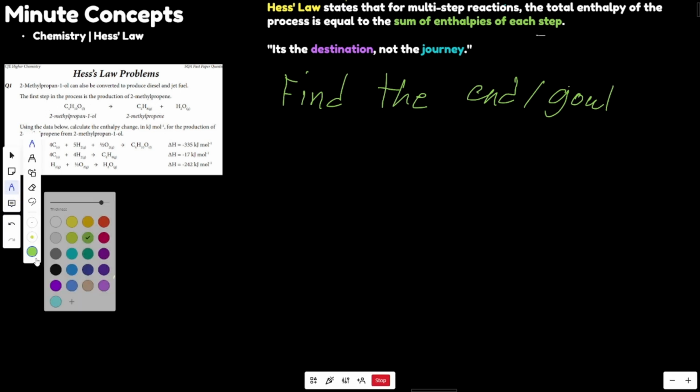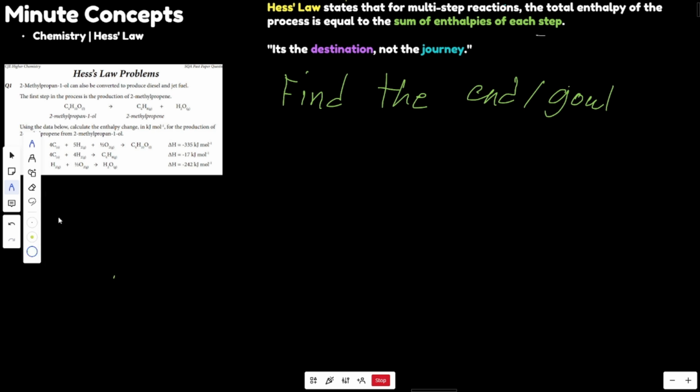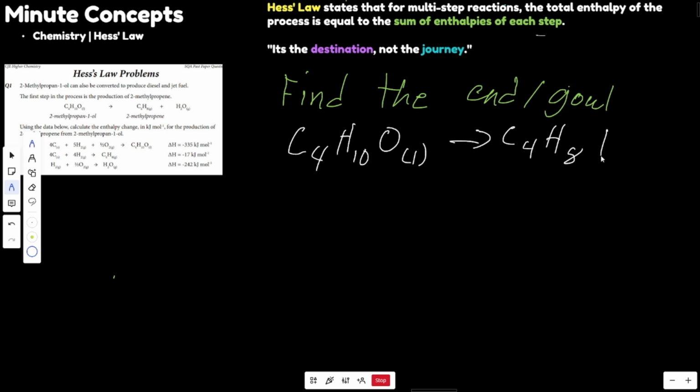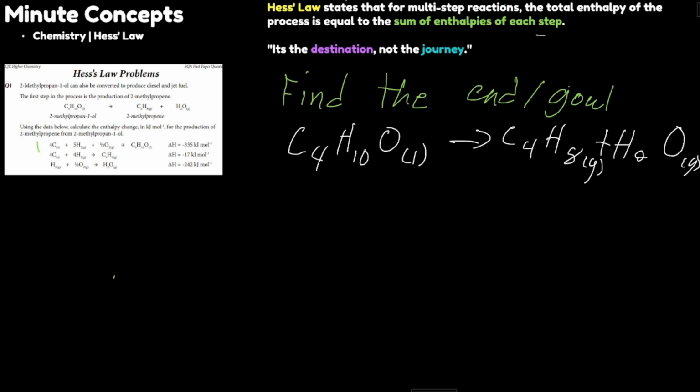So our goal here would be to have 2-methylpropan-1-ol, which is C4H10O, and we want it to decompose into C4H8, or 2-methylpropene, plus water vapor. So we want to make sure that this reaction is our end goal, right? And what are the steps to getting here?